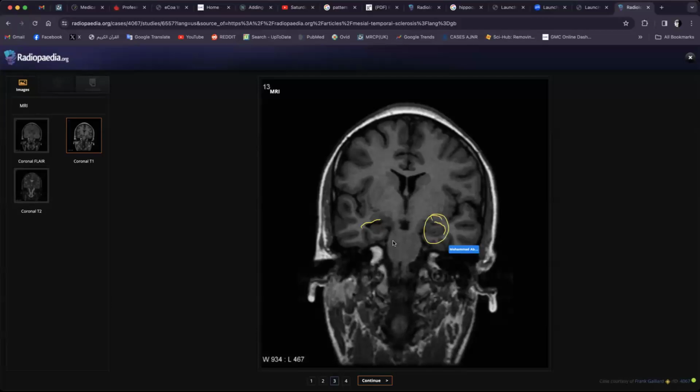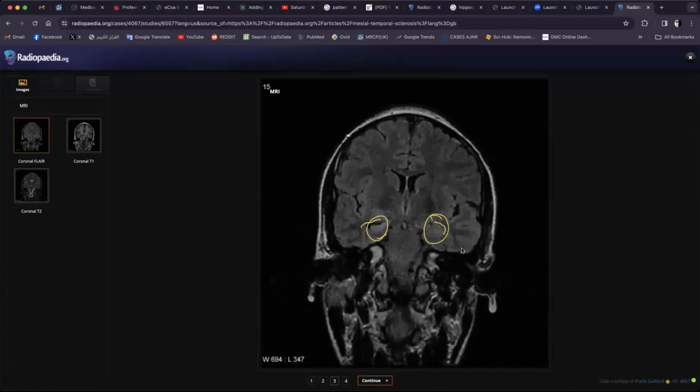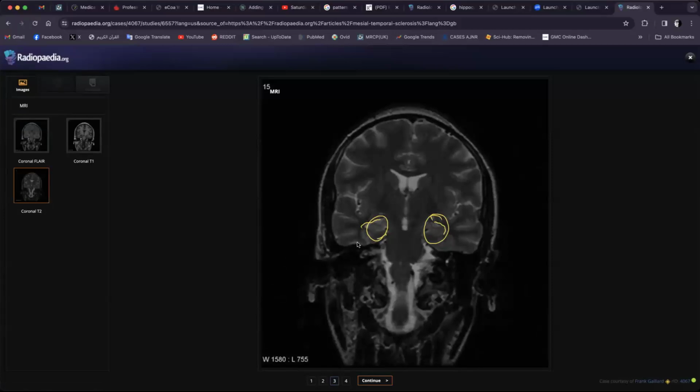This is approaching a tail, and I can see only just a gray matter, undifferentiated zone here with a loss of height compared to the other side. There is also, let's see, a coronal FLAIR here. This looks normal. Let's say a coronal T2, a coronal T2 that looks abnormal as well.